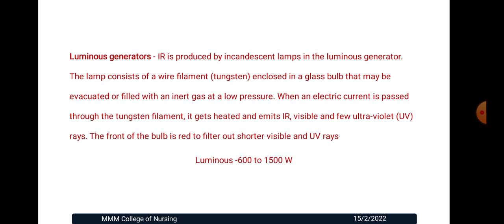When an electrical current is passed through the tungsten filament, it gets heated and emits infrared, visible and a few ultraviolet rays. The front of the bulb is red to filter out shorter visible and ultraviolet rays. The luminous generator operates at 600 to 1500 volts.